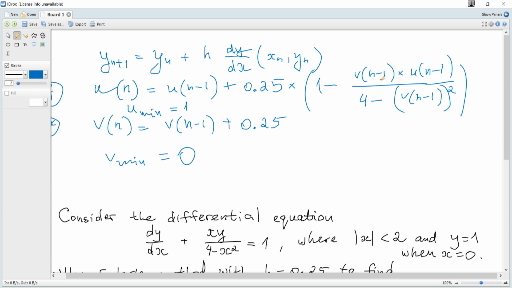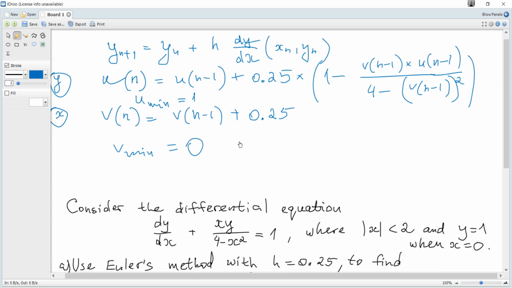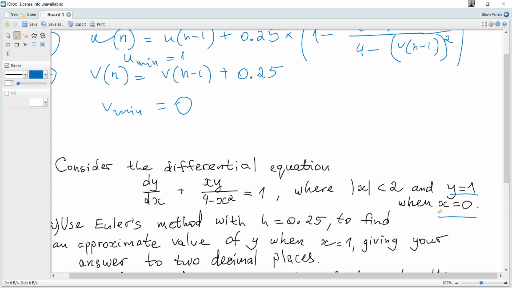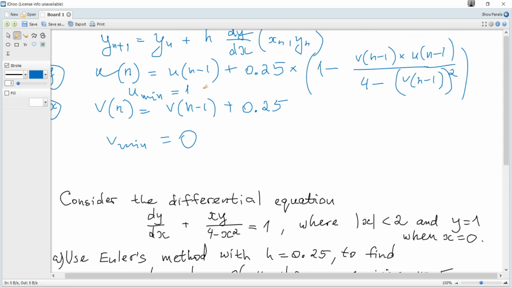But you must write n-1 all the time for x and for y. So you can see it becomes 1 minus x, which is v of n-1, multiplied by y, which is u of n-1, divided by 4 minus v of n-1 squared. And since the initial point is x is 0, y is 1, the initial y value is 1, so u mean is 1. V of n is the next x value, the current x value plus a step, so v of n is v of n minus 1 plus 0.25, and the initial x value is 0.